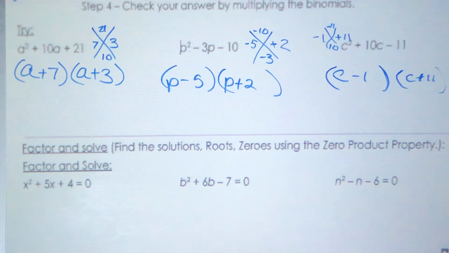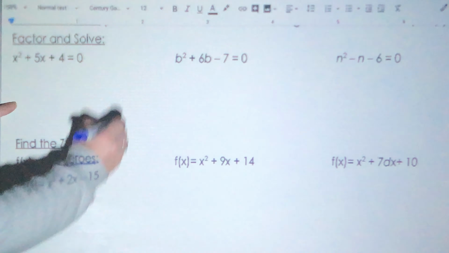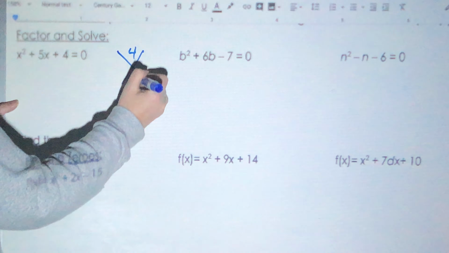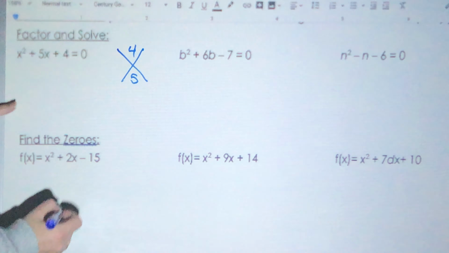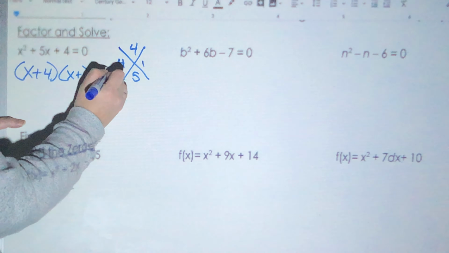Now, just like the other day where we used factoring to help us solve, we're going to now solve these polynomials using factoring and the zero product property. So for this first example, I'm looking for two numbers that multiply to give you 4 and add to give you 5. Those two numbers would be 4 and 1. So my parentheses would be x plus 4 and x plus 1. And I know that that equals 0.